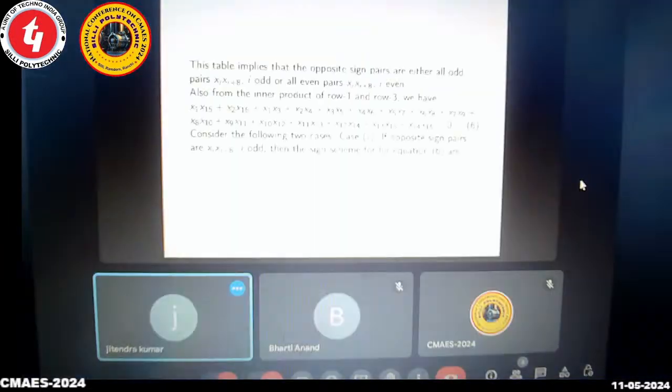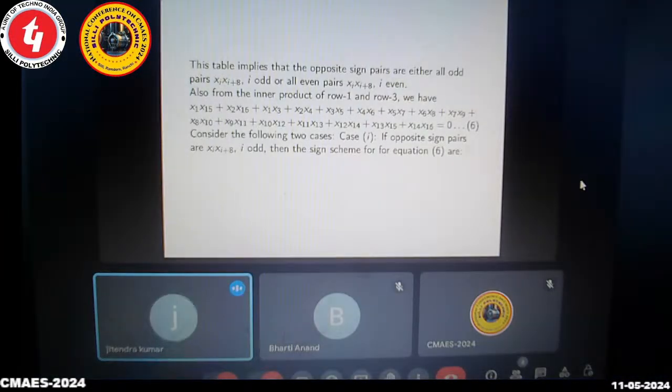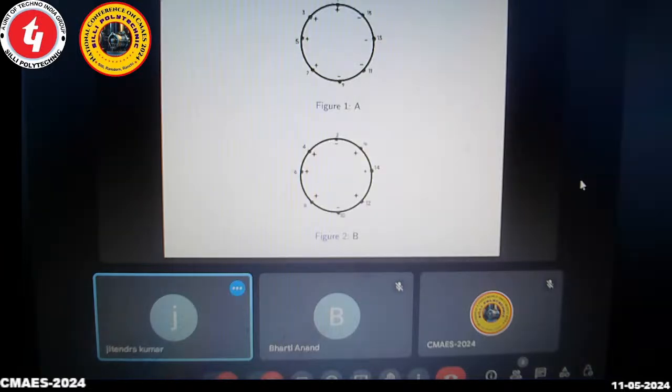be not satisfied. This table implies that the opposite sign pairs are either all odd pairs x_i, x_{i+8} where i is odd, or all even pairs x_i, x_{i+8} when i is even. Also from the inner product of row 1 and row 3 we have equation 6. Consider the two cases. If opposite sign pairs are x_i, x_{i+8} where i is odd, then the sign schemes for equation 6 are this. First circle is for odd numbers and second circle is for even.